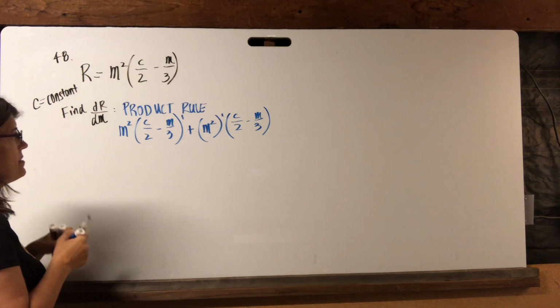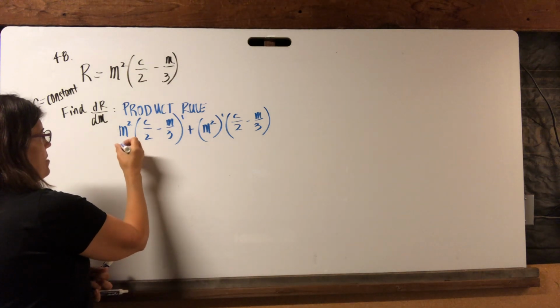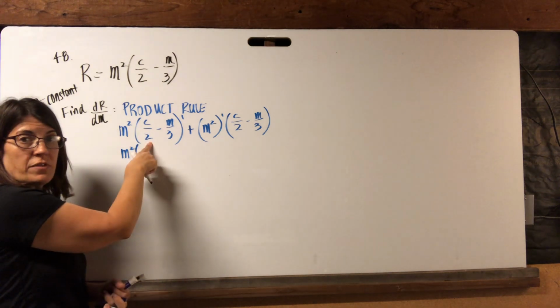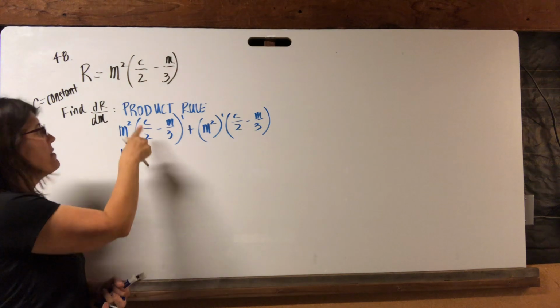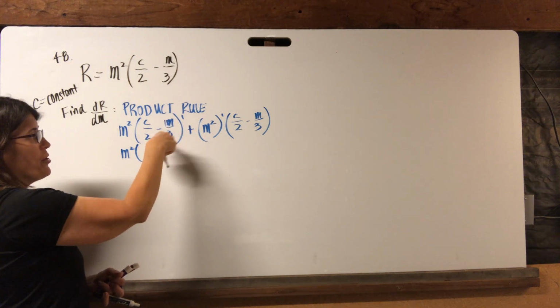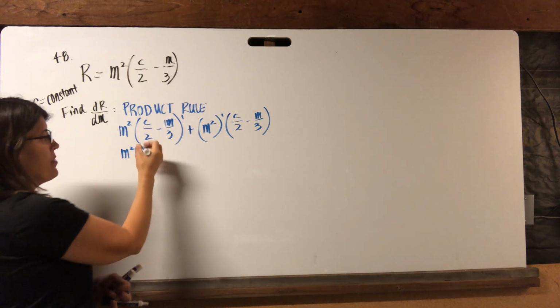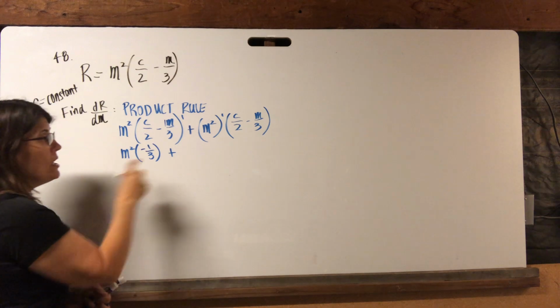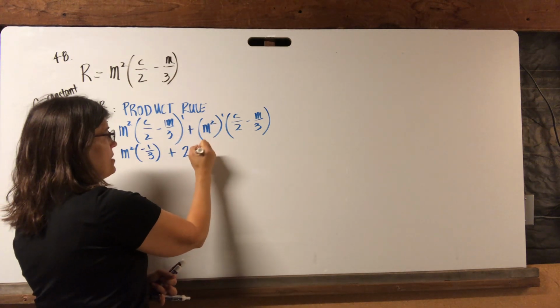Okay. So this is m squared. The derivative of c over 2 is 0 because it's a constant. This is 1/3 m. The derivative of negative 1/3 m is negative 1/3. The derivative of m squared is 2m.